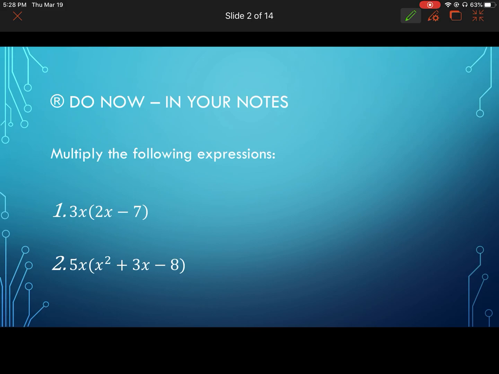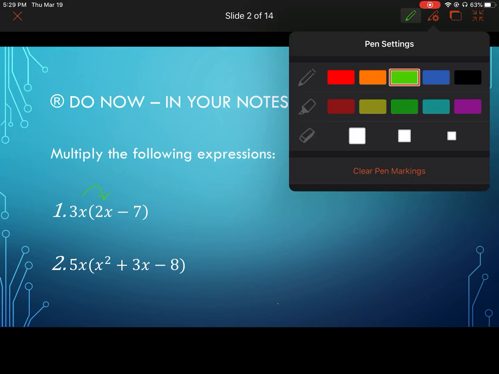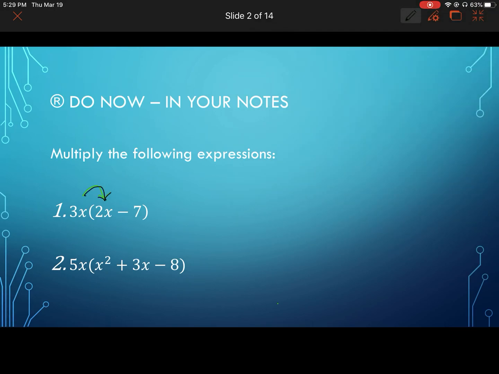So what I want you to do now is go ahead and pause the video at this slide. Go ahead and try these in your notes just as a refresher of what you should know at this point when it comes to multiplying polynomials, okay? Okay, so going back to what we talked about previously, if we're going to distribute a monomial, we're just going to be multiplying. So this would be the equivalent expression or the distributed expression of 6x squared minus 21x.